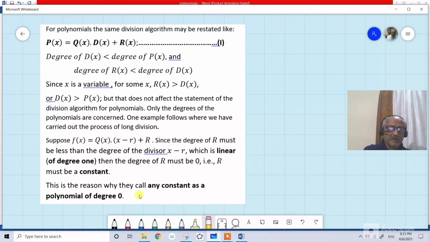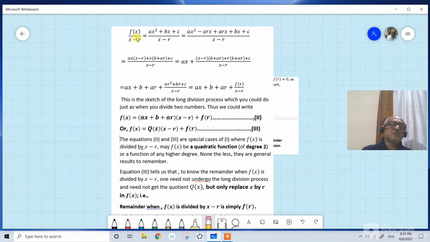Another example, suppose f(x) is a polynomial, we have to divide it by x minus r, and the process is long division. That long division, you carried out for numbers. It is similar. Suppose this f(x) is ax square plus bx plus c, and that is divided by x minus r. So what you do is, from ax square you subtract arx and add arx.